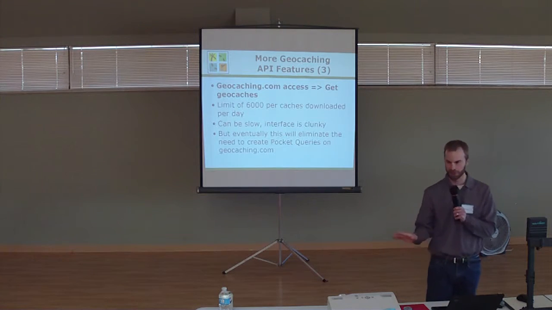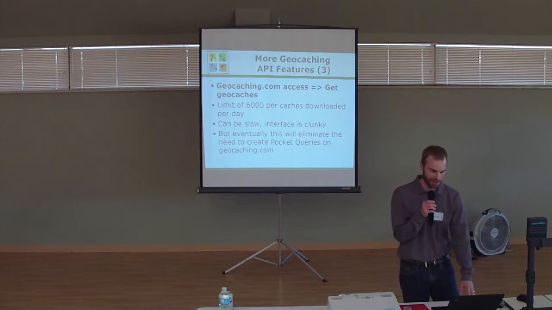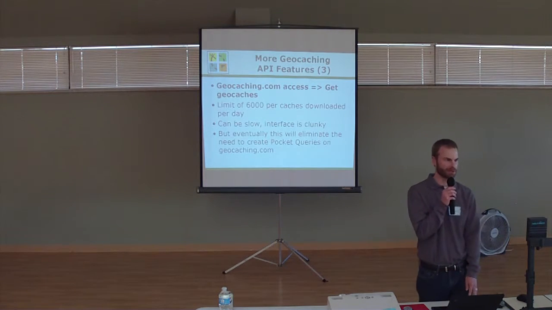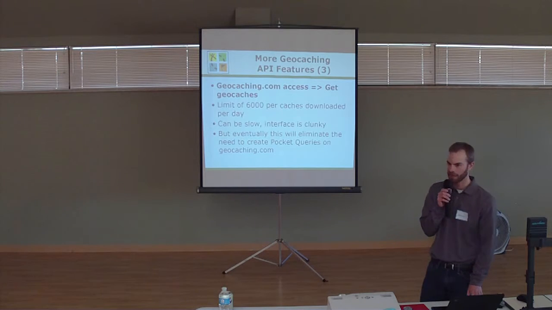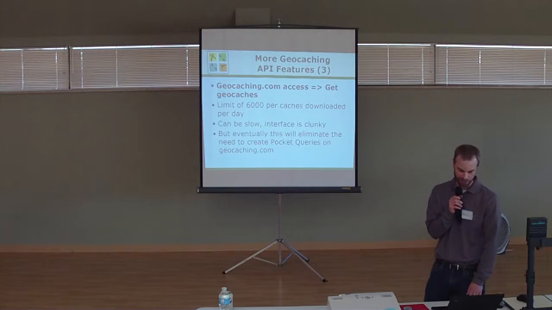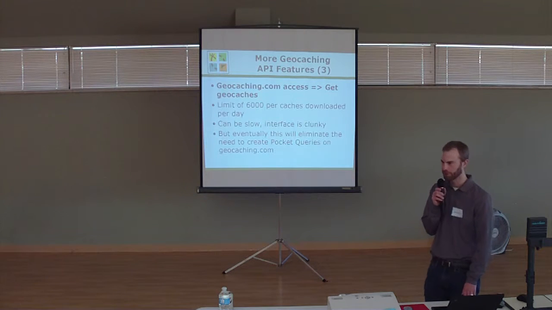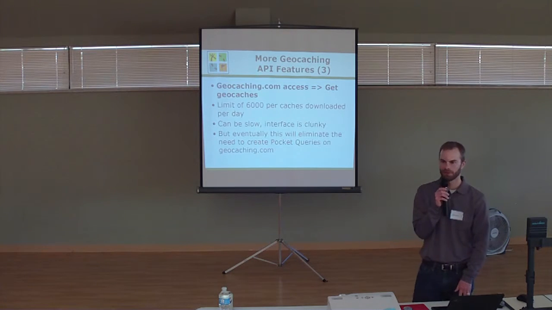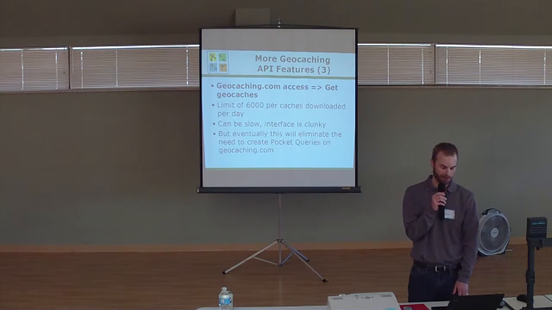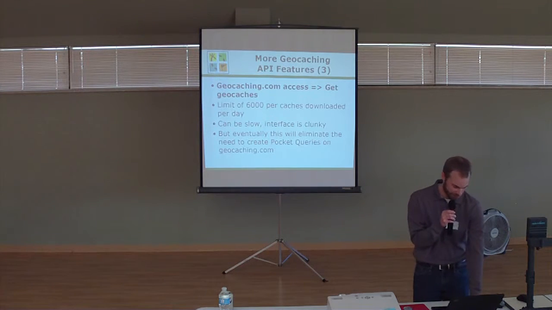Another thing about getting geocaches through the API is you're limited in how many you can retrieve in a day. The current limit is 6,000, which seems like a lot, but they go quickly. And it doesn't reset for a 24-hour period. It basically is blocked at that point from downloading more caches. Eventually this will get faster because, again, this is what all the phones are using, and you won't have to do the pocket query step that we talked about in the beginner's class.